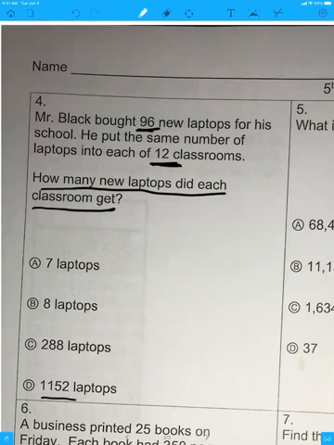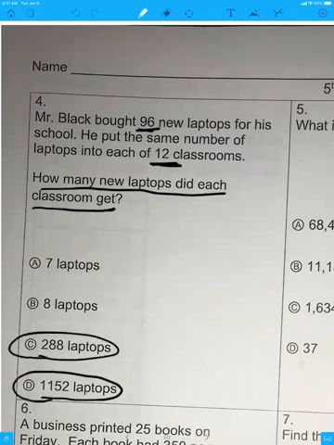So let me ask you this question. Does it make sense that every class would get 1,152 laptops or 288 laptops into their classroom? That makes no sense, right? I'm going to guess, I don't know for sure. If you multiply 96 times 12, it's probably 1,152. I'm going to guess. That's probably why, if you multiply. That's not a math problem.